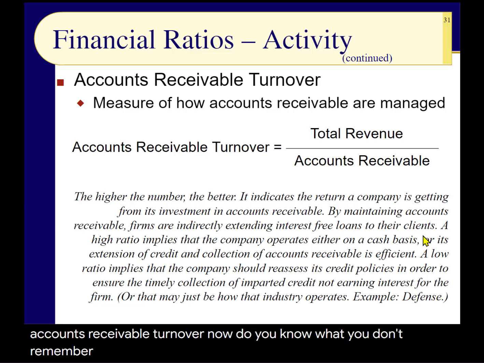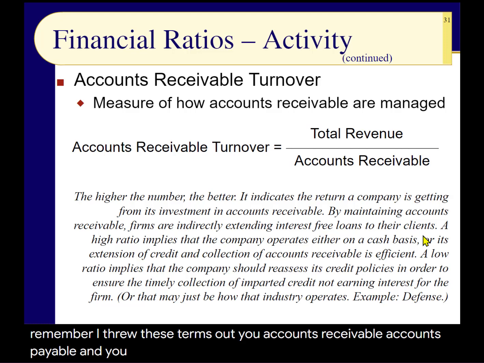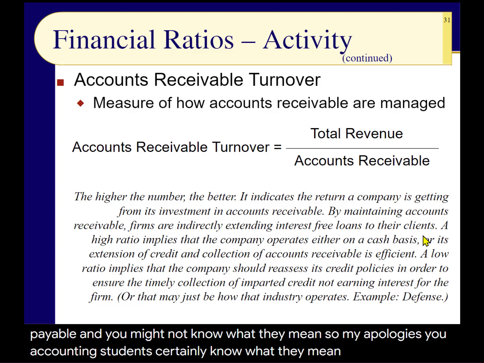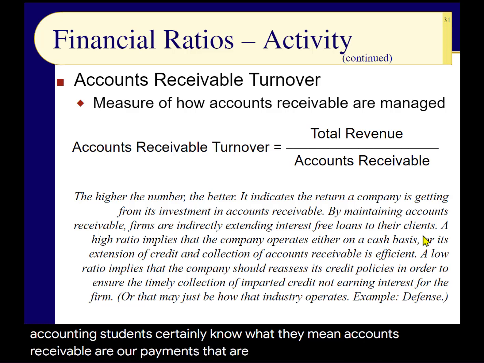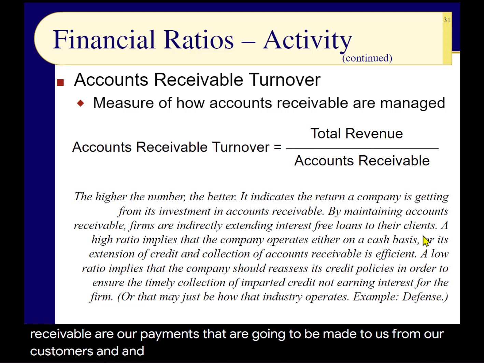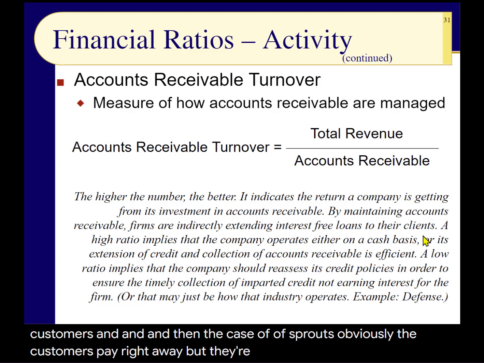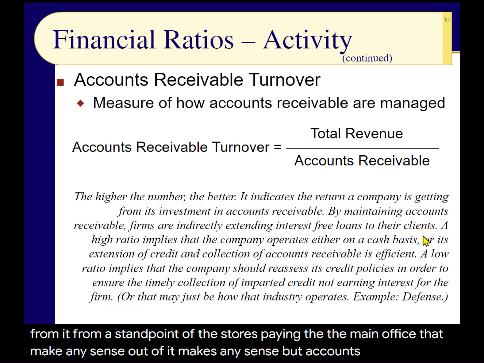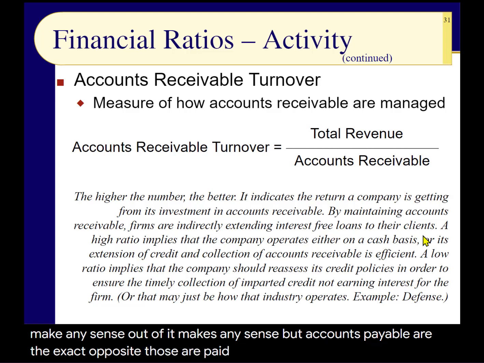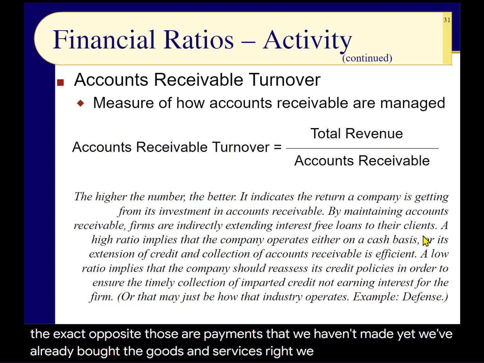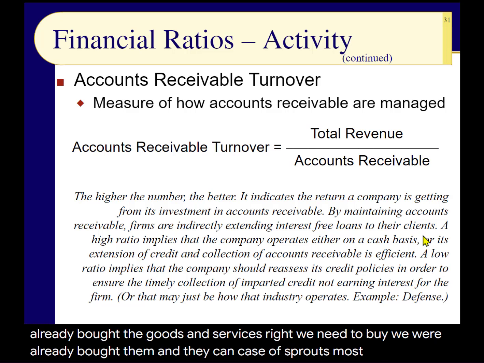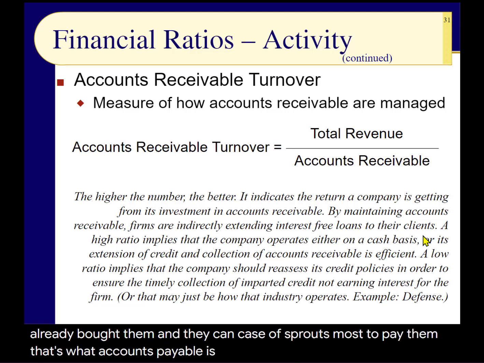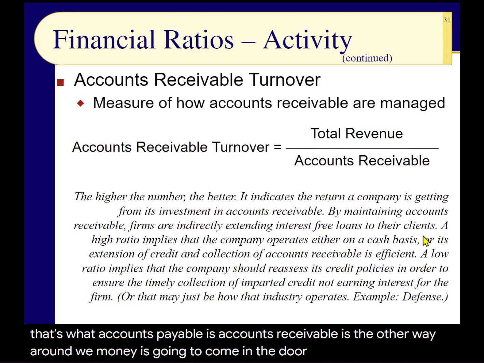Now, do you remember? I threw these terms at you: accounts receivable, accounts payable, and you might not know what they mean. So my apologies. You accounting students certainly know what they mean. Accounts receivable are payments that are going to be made to us from our customers, and in the case of Sprouts, obviously the customers pay right away, but they're looking at accounts receivable from a standpoint of the stores paying the main office. Does that make any sense? I don't know if it makes any sense. But accounts payable are the exact opposite. Those are payments that we haven't made yet. We've already bought the goods and services, in the case of Sprouts mostly goods, but now we have to pay them. So that's what accounts payable is. Accounts receivable is the other way around. Money is going to come in the door, it just hasn't gotten here yet.